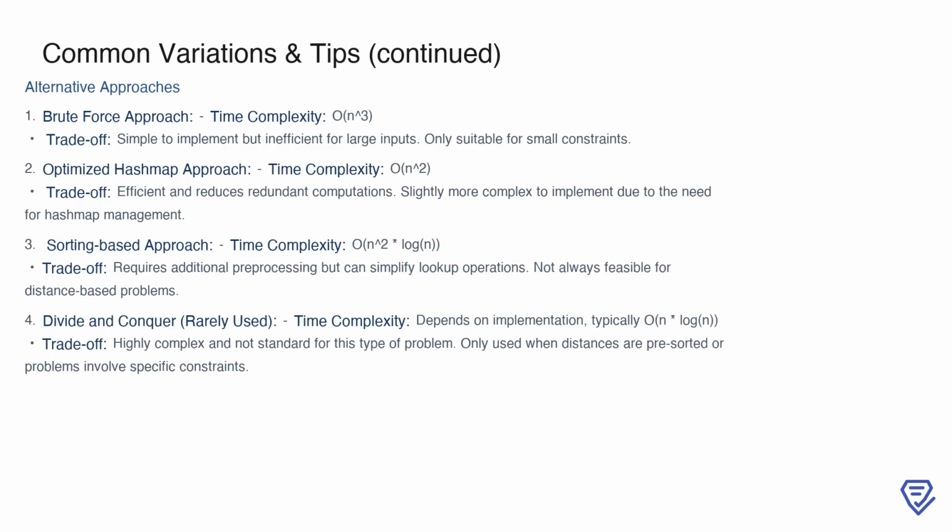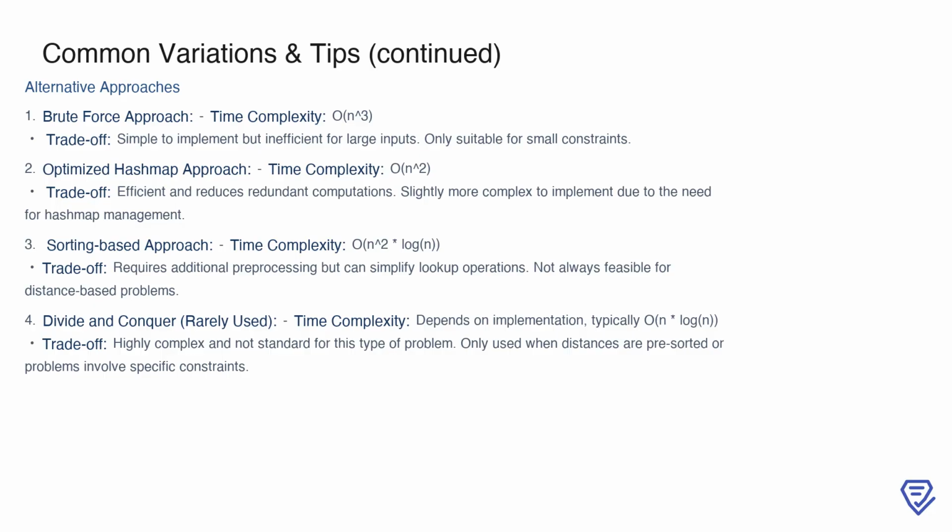Finally, let's explore some alternative approaches to solving this problem. A brute force approach, while simple to implement, has a time complexity of O(n cubed), and is only practical for small input sizes. It's not efficient for larger constraints due to the sheer number of computations. A more practical solution is the optimized hash map approach, which reduces the complexity to O(n squared). This method avoids redundant calculations but does require careful management of the hash map.